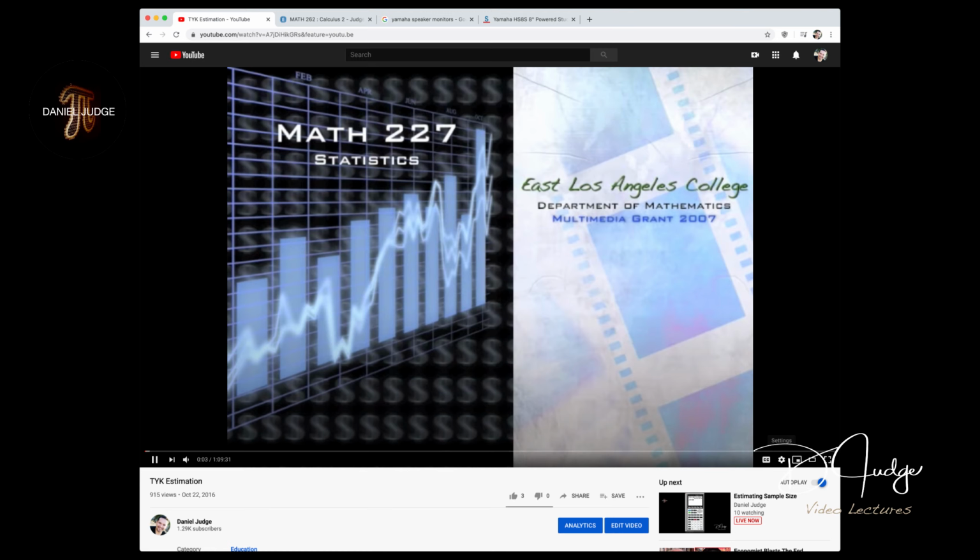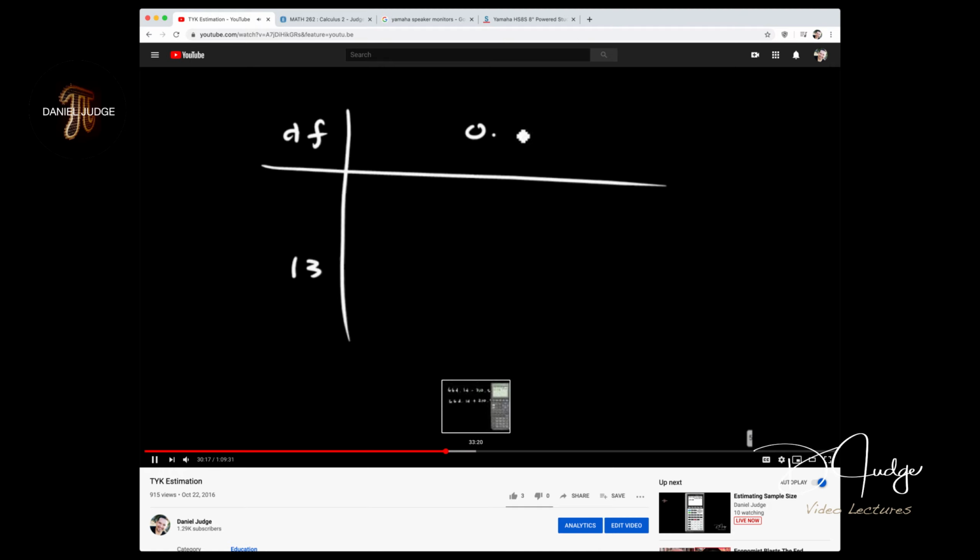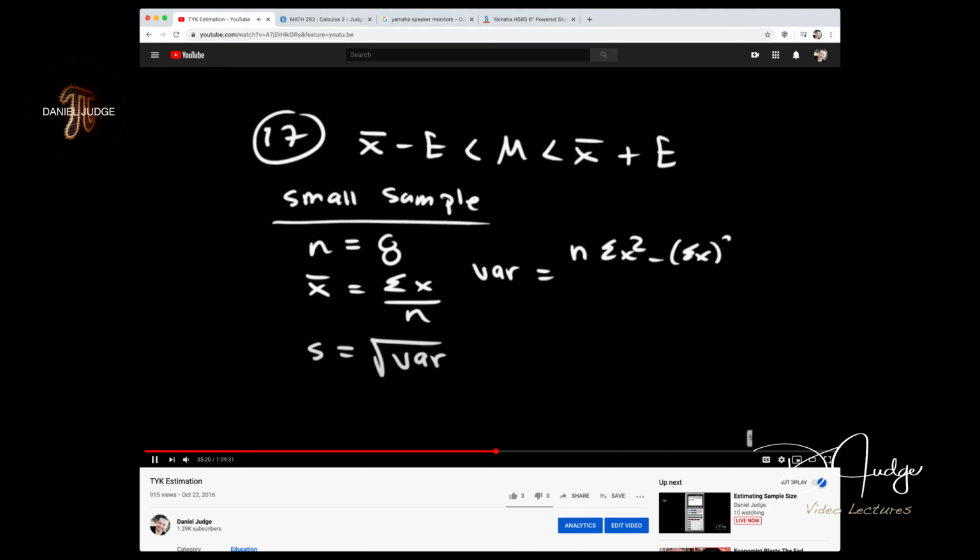I'll scroll forward here. Alpha, level of significance, p-value. There we go. Wow, let's look at this. n times 17 minus. Look at that. And let me minimize the size here.